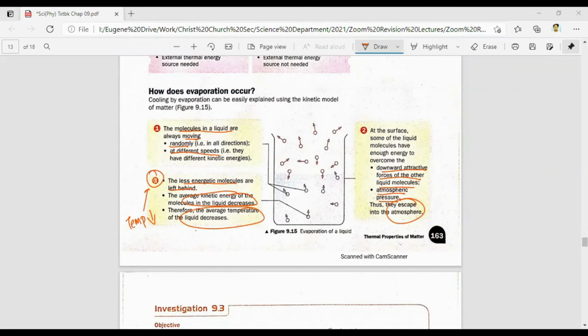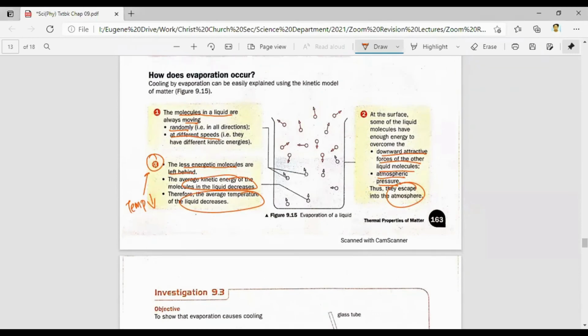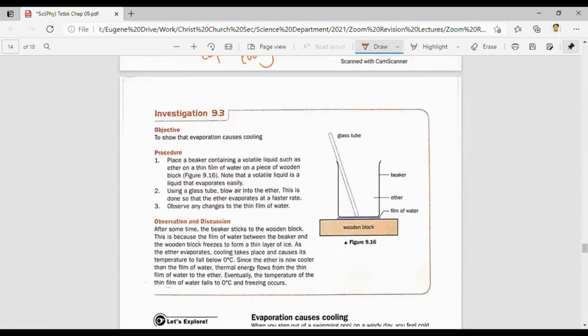Don't blindly memorize this. During evaporation, molecules are always moving randomly at different speeds. Because they're moving at different speeds, those at the surface with enough energy to overcome the downward attraction, to overcome atmospheric pressure, they escape. So the more energetic ones actually escape. The leftover ones at the bottom are the less energetic, which means average KE is lesser. Because average KE is lesser, the temperature drops, which means that evaporation causes cooling. Evaporation causes cooling.